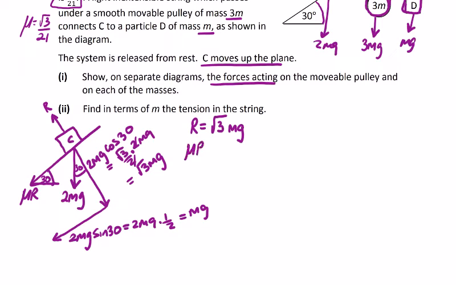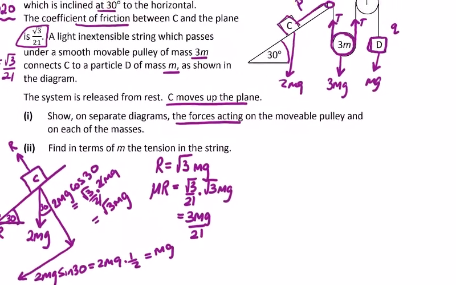So we can say that R is equal to root 3 mg. So μR is equal to root 3 over 21 by root 3 mg, which is equal to 3mg over 21. So we'll do our equation in a minute.